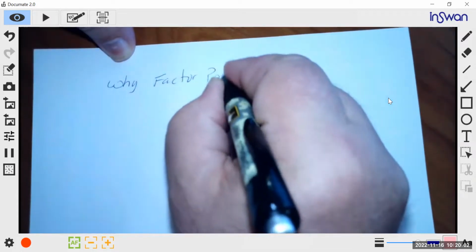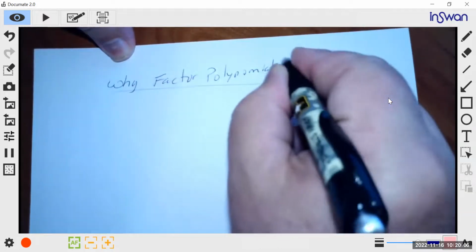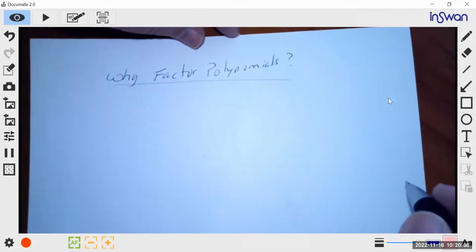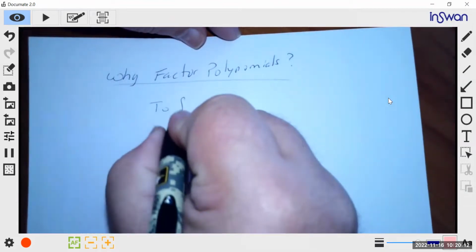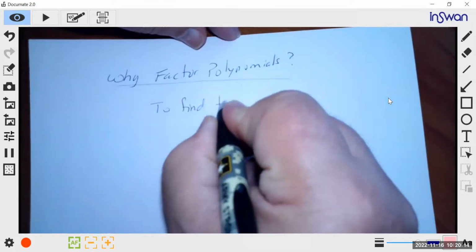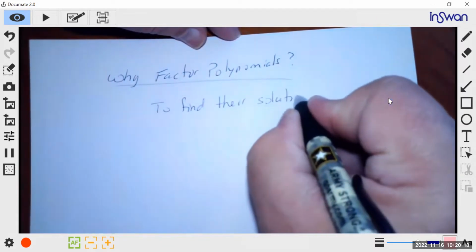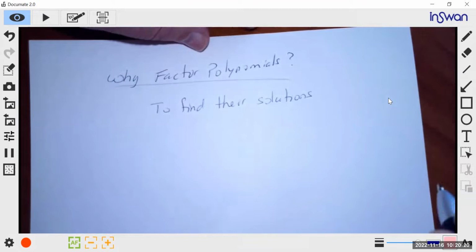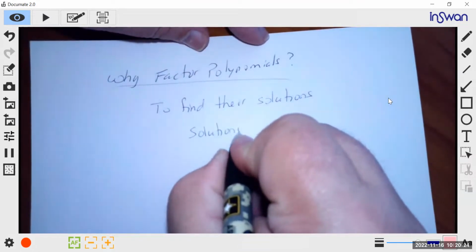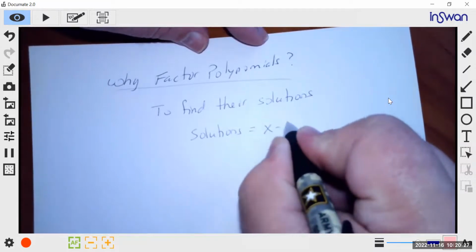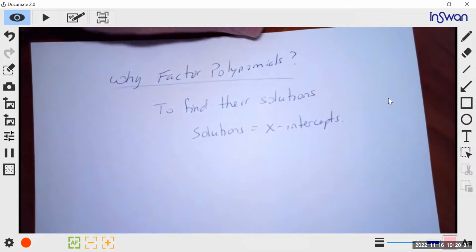Why factor polynomials? The answer? To find their solutions. Solutions are the x-intercepts of the graph.